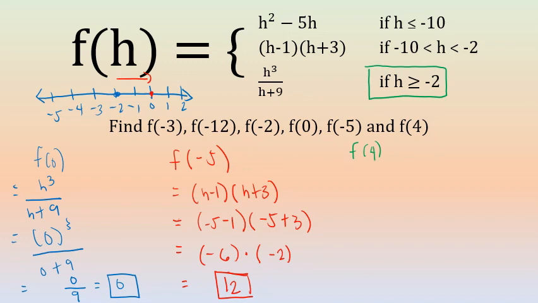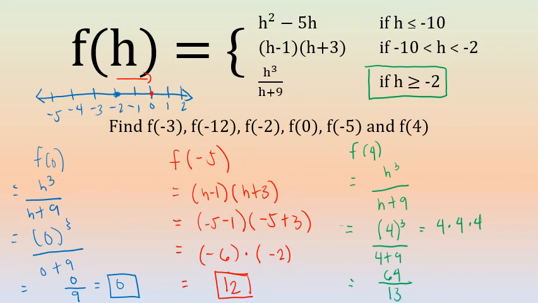So positive 4 is greater than negative 2. So we will be using the third interval. Okay, so that is h cubed over h plus 9. And to evaluate, we have to substitute. So 4 cubed over 4 plus 9. And what is 4 cubed over 4 plus 9 equal to? So 4 cubed, this is equals to 4 times 4 times 4. 4 times 4 is 16, multiplied by 4 is 64, over 9 plus 4 is 13.